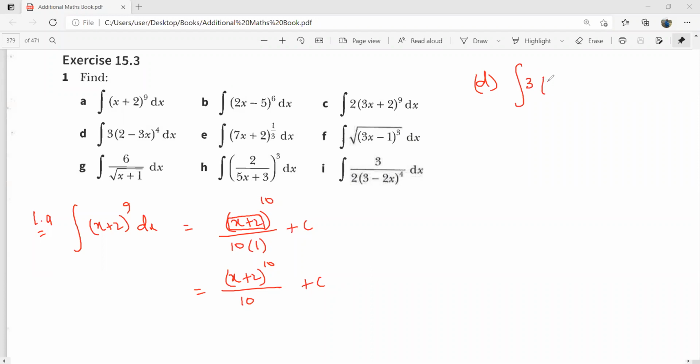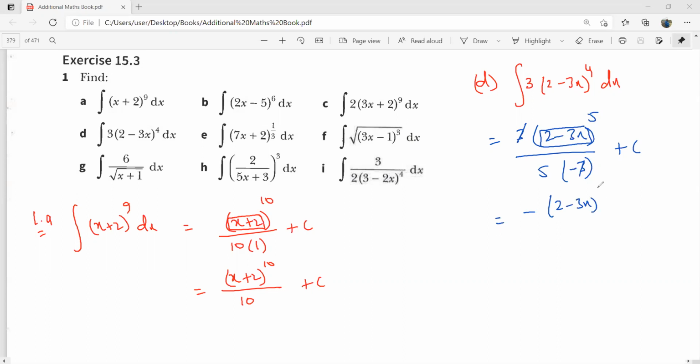Okay, this is 3 into 2 minus 3x to the power 4 dx. So we have 3 into 2 minus 3x to the power 5, 4 plus 1 is 5, over 5 into minus 3. This minus 3 is the derivative of all of this. If you differentiate 2 minus 3x, that is going to be minus 3. So this is finally minus, this 3 is cancelled by this. This is minus 2 minus 3x raised to power 5 over 5 plus c. Okay, kids?